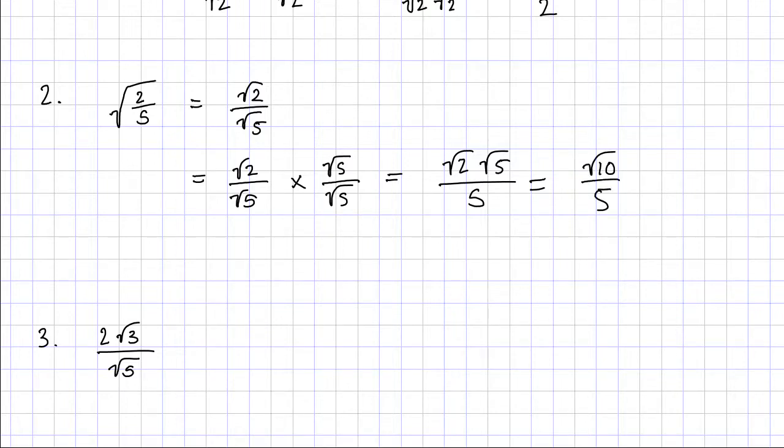Now I always need to check whether or not I can simplify this root 10 further. Can I have two numbers multiplying to make 10 where one of them is a square number? I can't, so that's simplified.